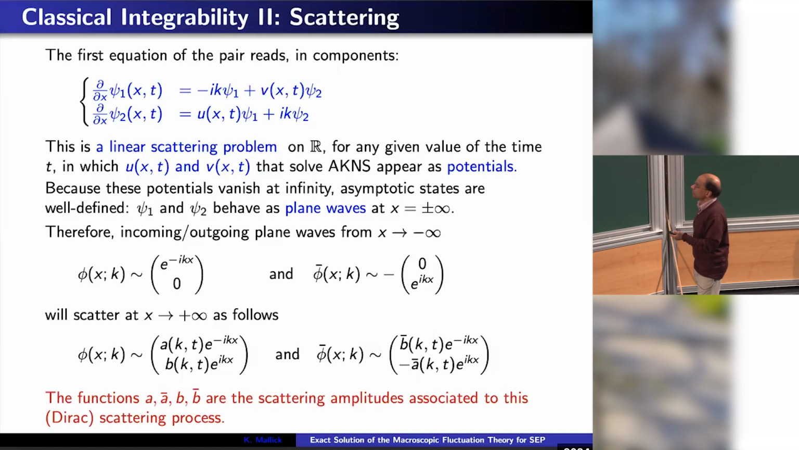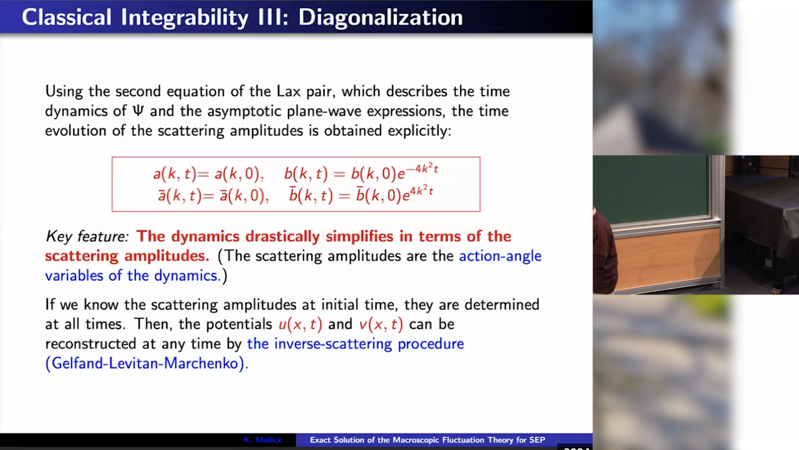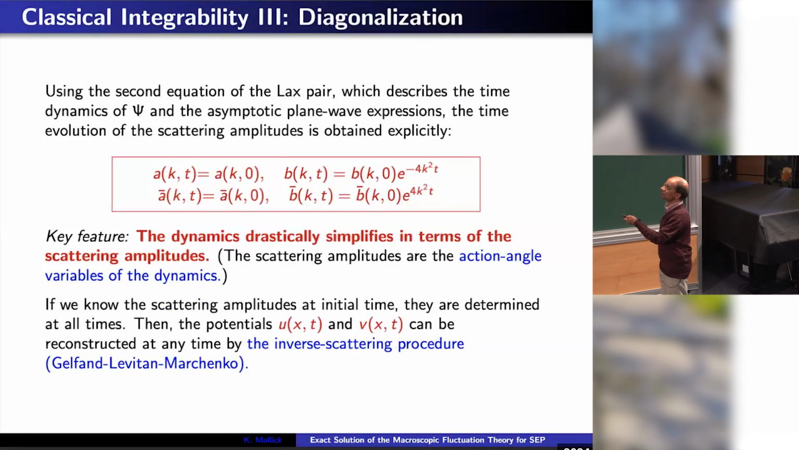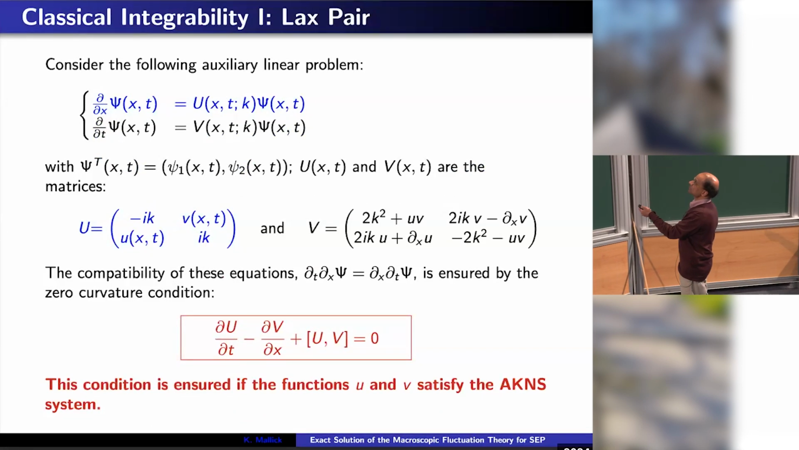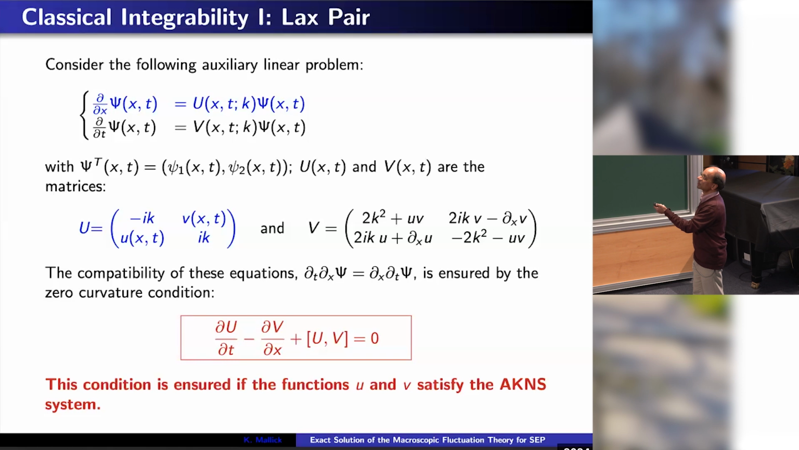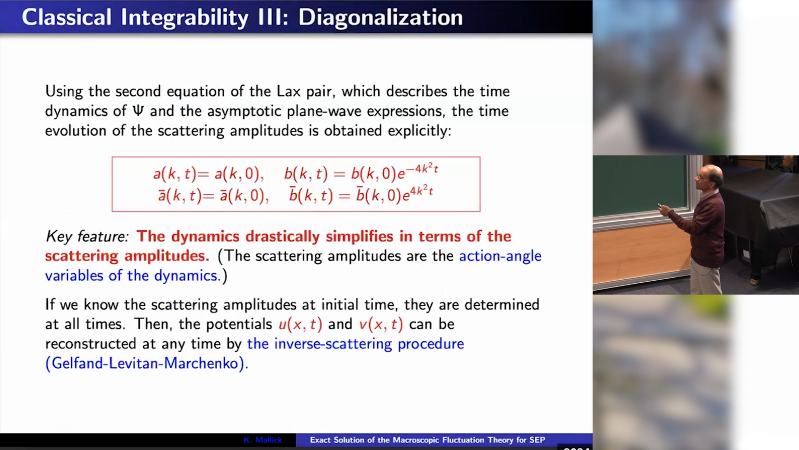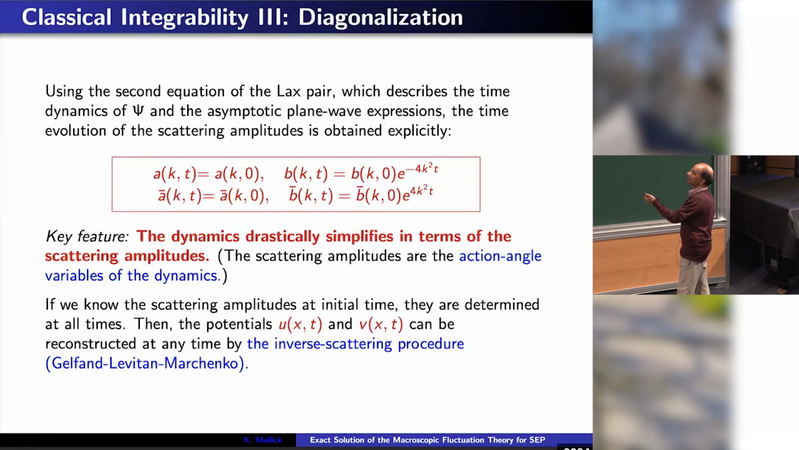But for the moment, of course, you can tell me I know nothing about A, B, A bar and B bar, which are just defined as being the scattering amplitudes. Well, for the moment I only use the first equation in my Lax pair. The miracle comes because of this compatibility condition that I told you about: if I know the scattering amplitudes at a given time for the first equation, the second equation tells me how these scattering amplitudes evolve with time, and their evolution is extremely simple. The A and the A bar do not vary, and the B and the B bar just diffuse.